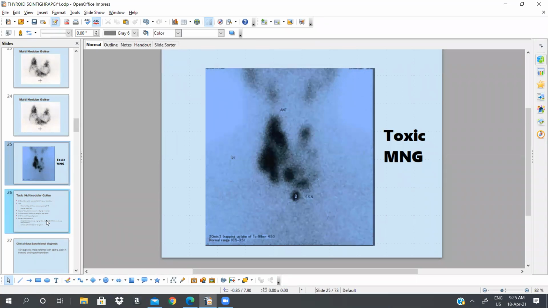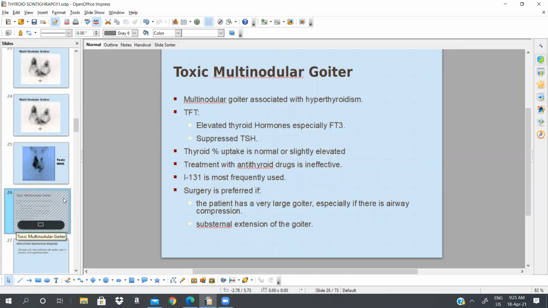So what can we say about this toxic multinodular goiter? It is associated with hyperthyroidism. You will have elevated thyroid hormones, especially free T3, and you will have suppressed TSH. If you remember the feedback between the pituitary and the thyroid, when there is high secretion of thyroid hormone, the thyroid stimulating hormone will be suppressed because of the feedback. I showed this slide in the beginning.